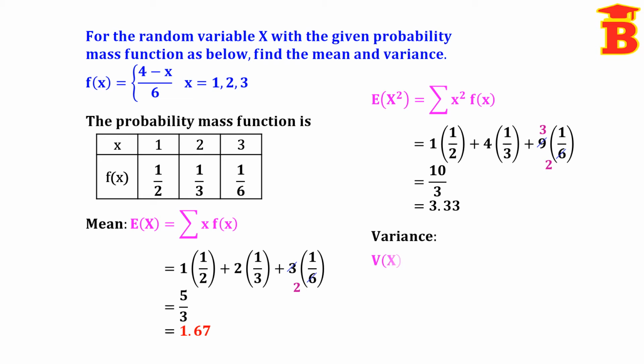Now variance formula, V of x equal to E of x square minus E of x whole square. E of x square is 3.33 minus E of x value 1.67 square, that is equal to 3.33 minus, squaring this we get 2.78, and subtract this, finally we get the answer 0.55. This is variance.